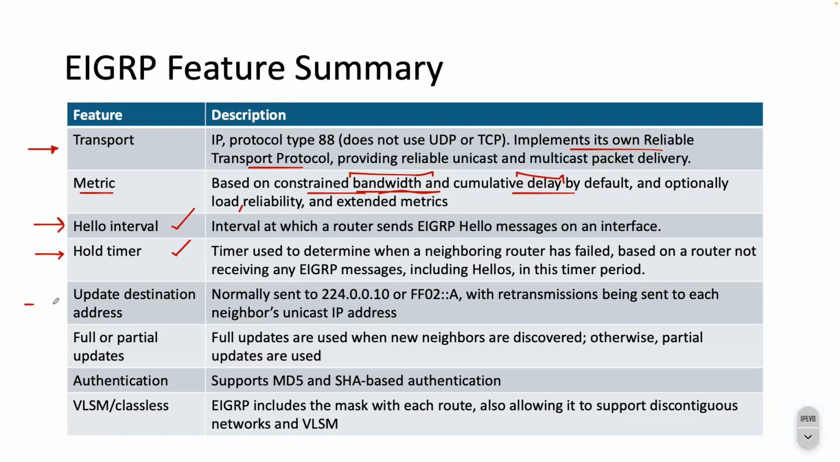At what destination address am I sending my routes? Since I said that normally it uses multicast addresses, for IPv4, it uses 224.0.0.10.